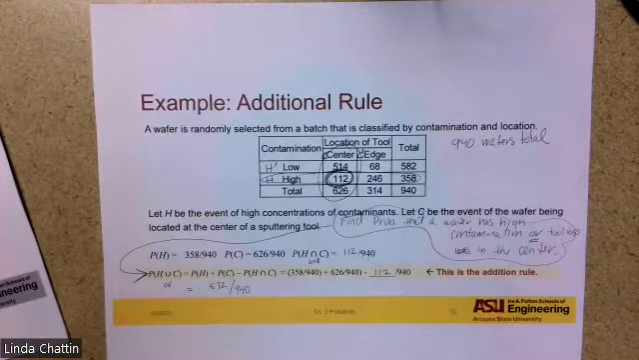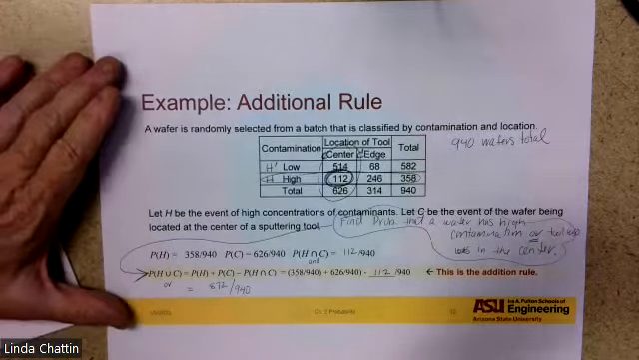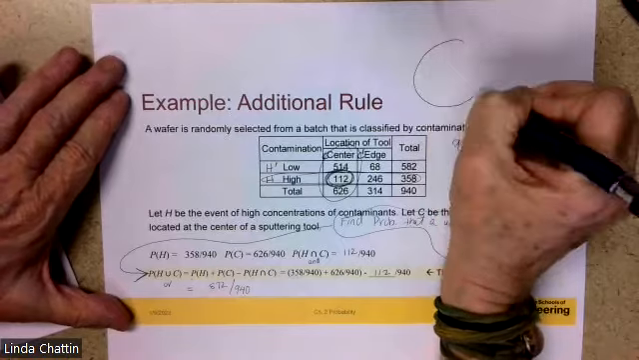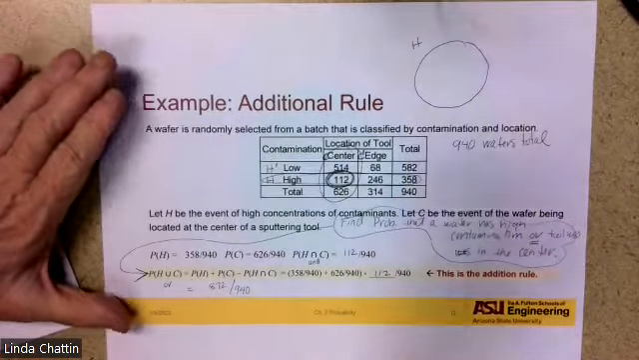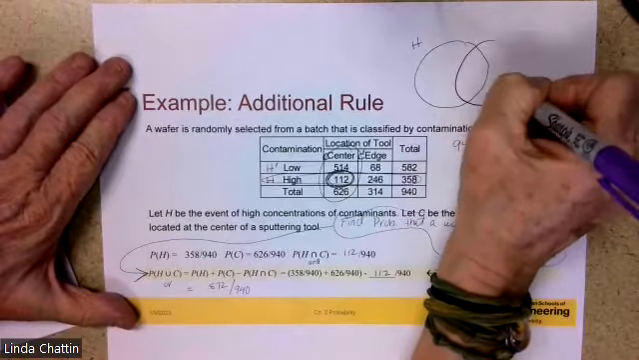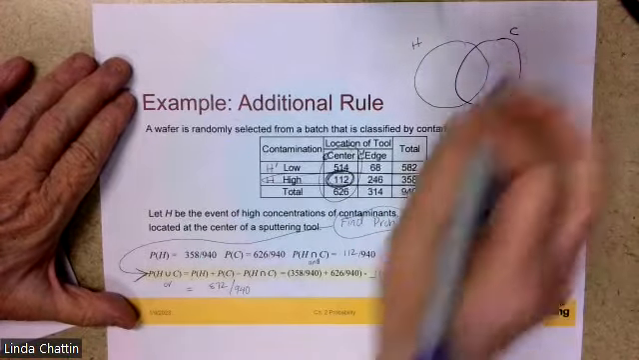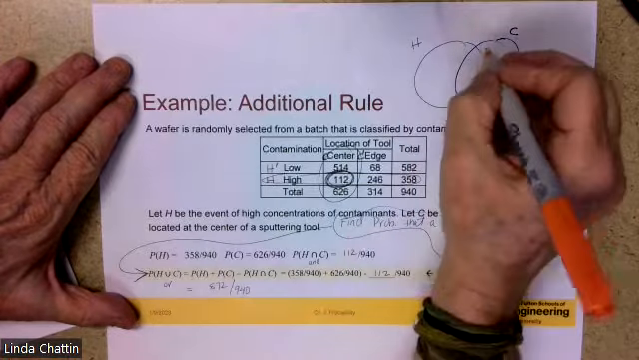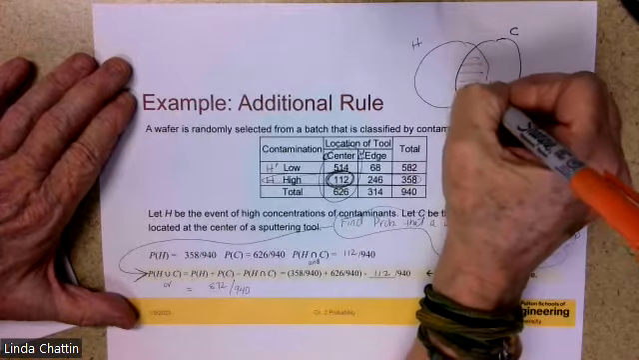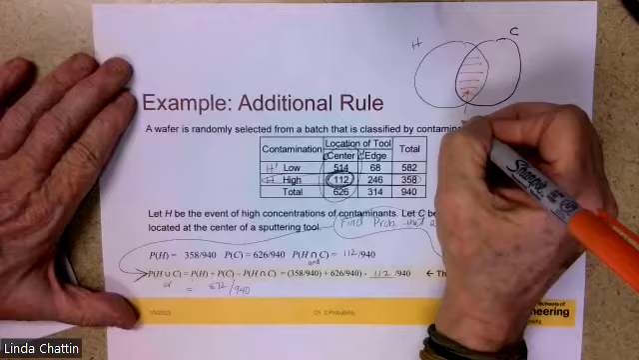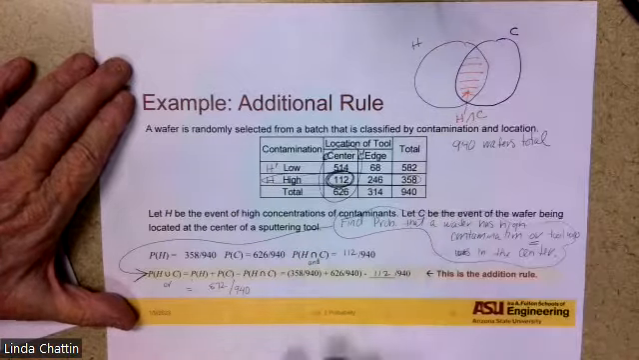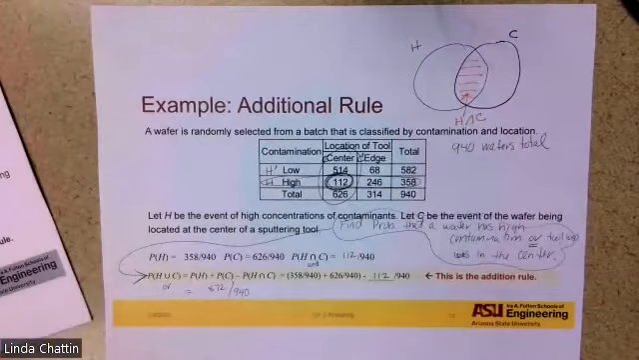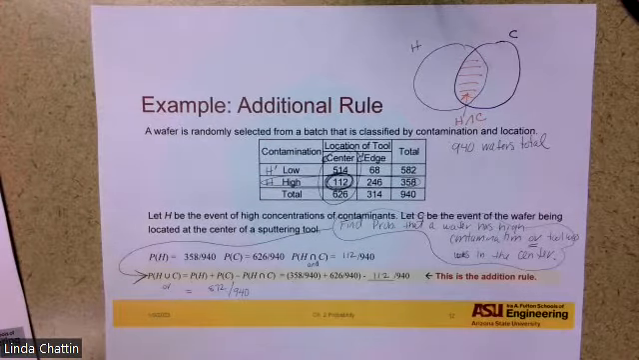If you wanted to do a Venn diagram of this, you certainly could. This could be H, this could be C, and this piece in here is H intersected with C. That's where the addition rule comes in.